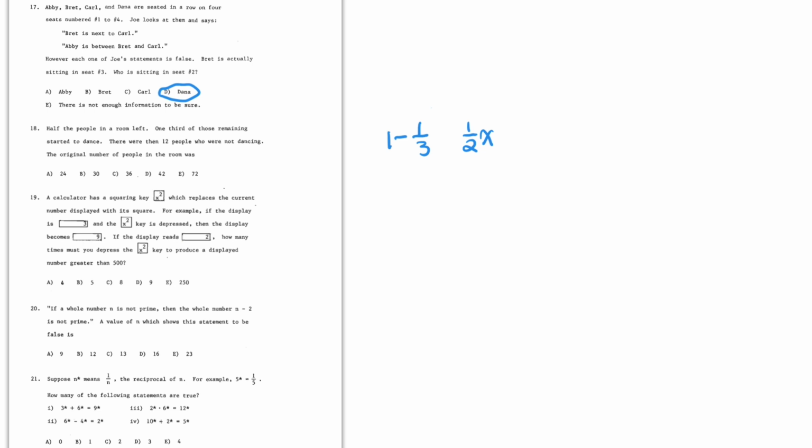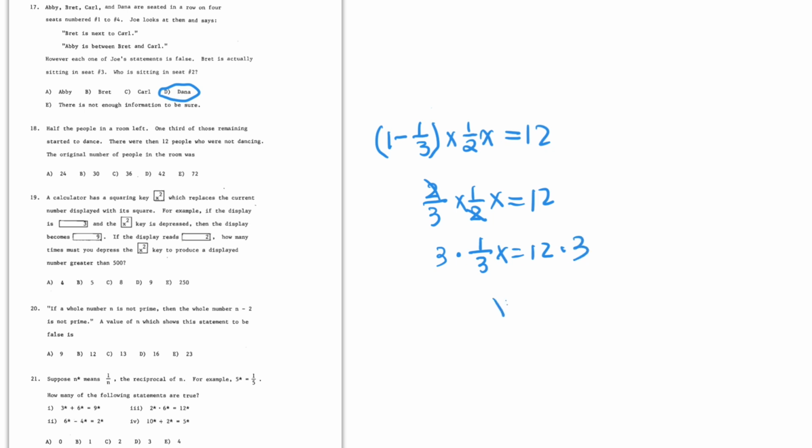That means 2/3 are not dancing. So 2/3 of half the people are not dancing. That's 12. So 2/3 times 1/2 x equals 12. Cancel 2. 1/3 x equals 12. To isolate x, multiply both sides by 3. So x equals 36. Therefore, the answer is C.